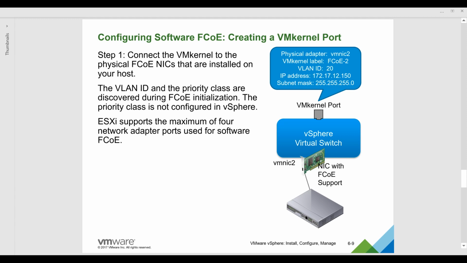To configure Fibre Channel over Ethernet, you connect the VMkernel to the physical Fibre Channel over Ethernet NIC that's installed on your host. The VLAN ID and priority class are discovered during the Fibre Channel over Ethernet initialization. The priority class is not configured in vSphere. ESXi supports a maximum of 4 network adapters used for software Fibre Channel over Ethernet.